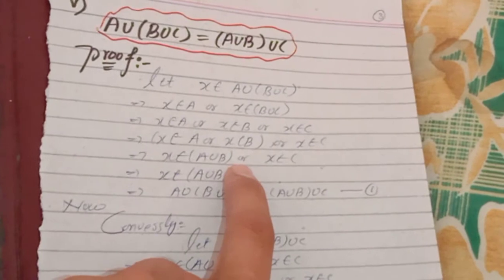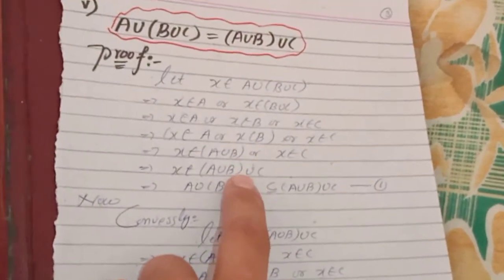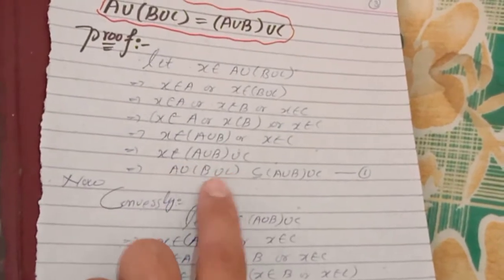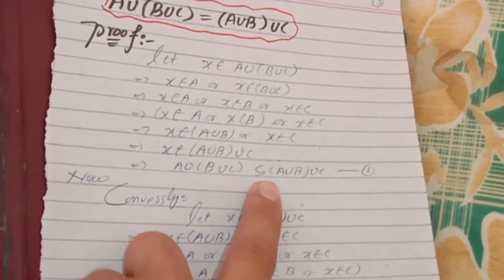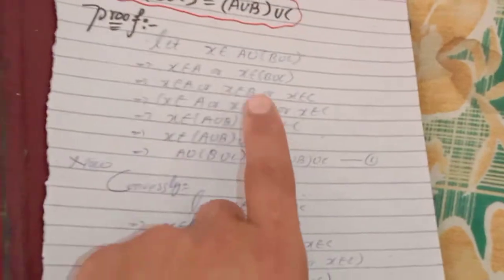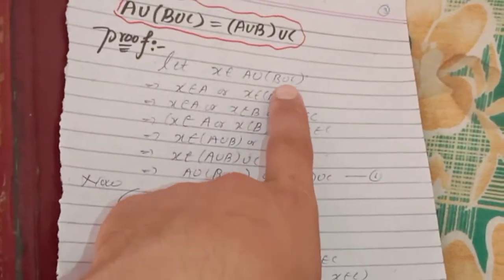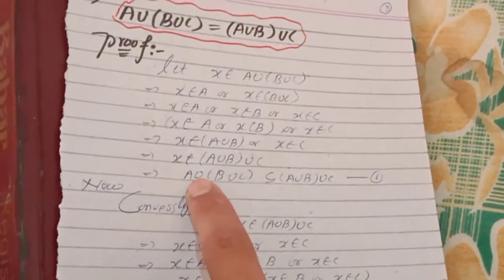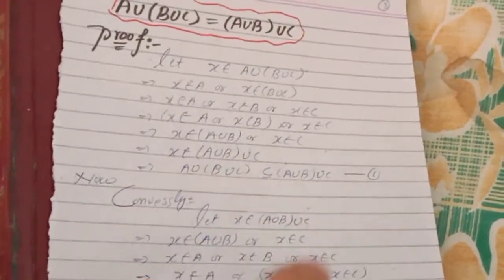For "or" we will write union. This implies that A union (B union C) is a subset of (A union B) union C, because we take an element in A union (B union C) and the result is returned in (A union B) union C. So this means that A union (B union C) is a subset of (A union B) union C.